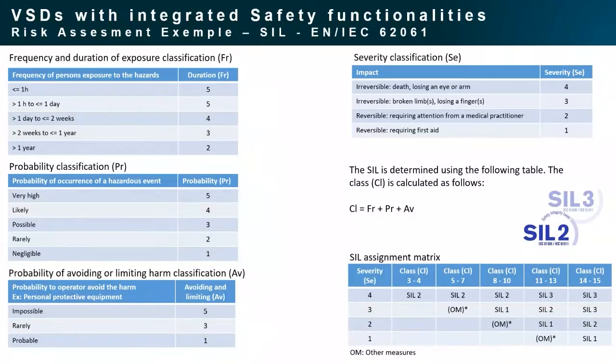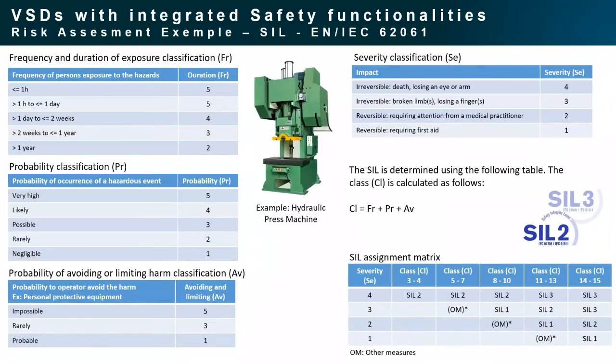So to make a simulation of the risk assessment here, I use a hydraulic press machine. This is a typical machine used in industry. And of course, the operator can put, for example, his hands on the machine and cause serious injuries. And how to classify it? Let's start with the frequency and duration of exposure classification.